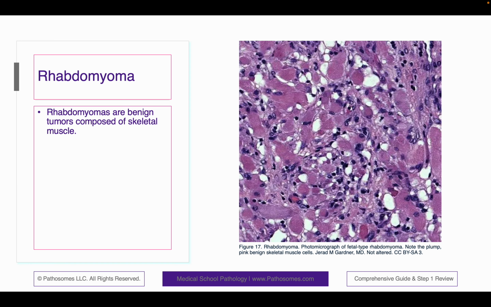Now, rhabdomyoma. Rhabdomyomas are benign. That's right, benign tumors composed of skeletal muscle. To the right here, we can see a photomicrograph of a fetal type rhabdomyoma. Note the plump, pink, benign skeletal muscle cells.